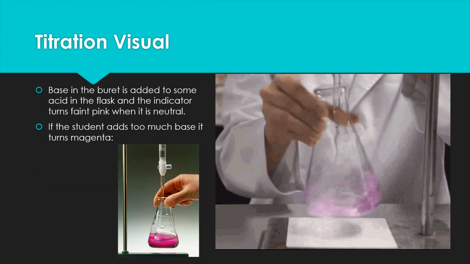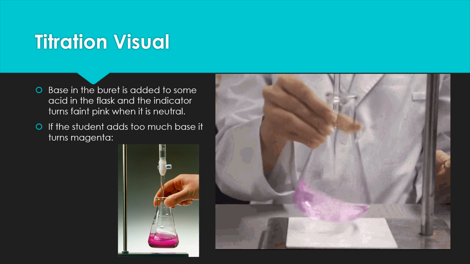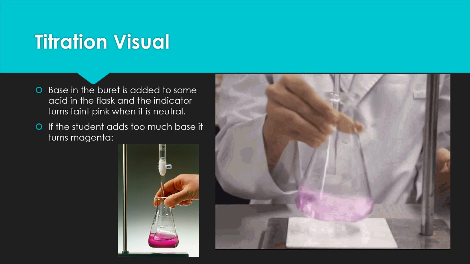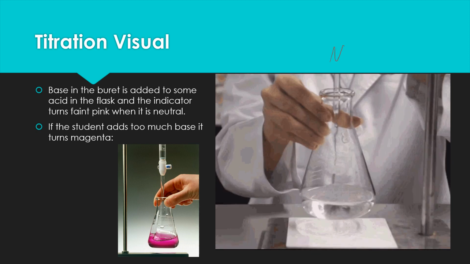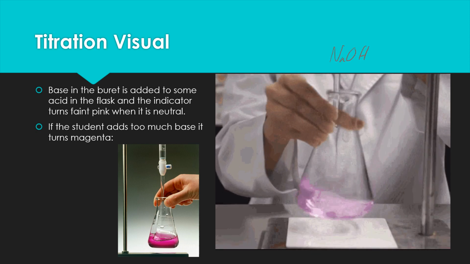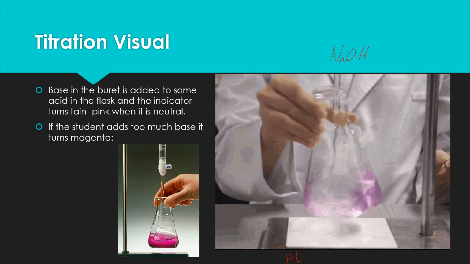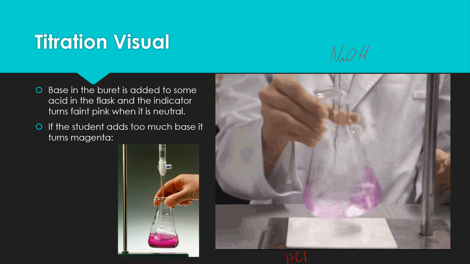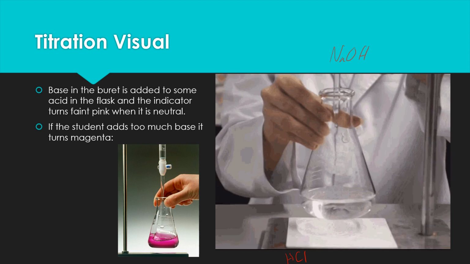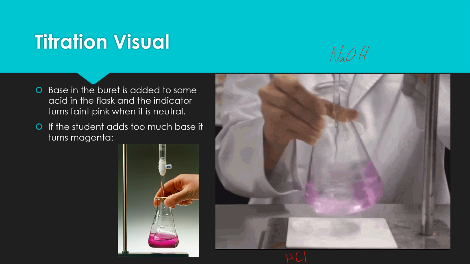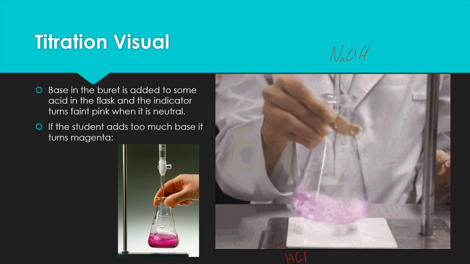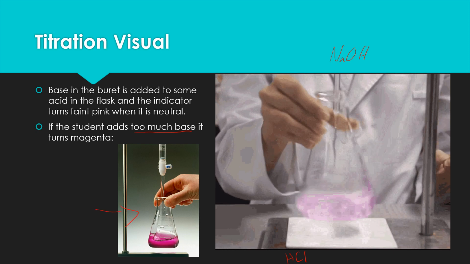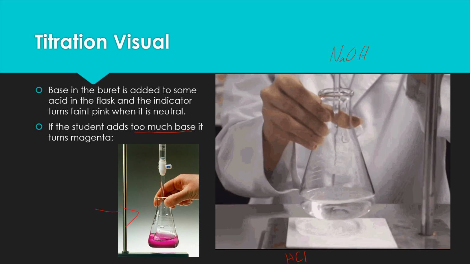So let's take a look at a visual of what's going on here. So we can see that in this case, the base is in our burette. So that would be like our sodium hydroxide dripping from our burette. And then our HCl would be in our flask. And you can see they're adding a drop at a time of the base. And you're starting to get that faint pink color, faint magenta. Now, if you add too much base into it, it turns this dark magenta. So that's how you know you've gone too far.